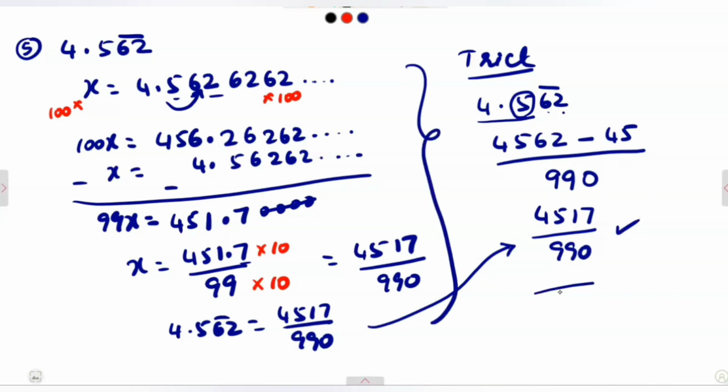This will be useful for competitive exams to write the direct answers. Okay, right. Thank you.